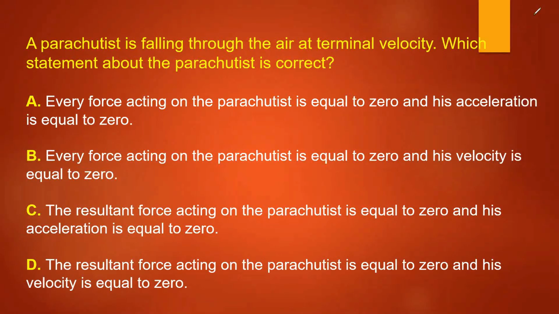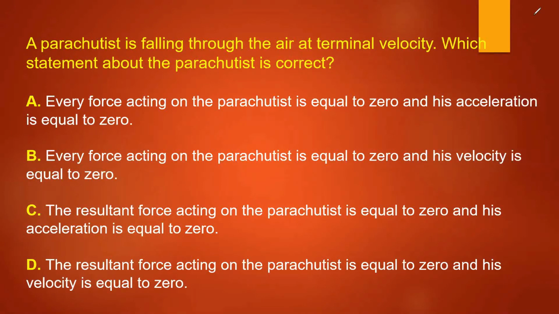A parachutist is falling through air at terminal velocity. Which statement about the parachutist is correct? A. Every force acting on the parachutist is equal to 0 and his acceleration is equal to 0. B. Every force acting on the parachutist is equal to 0 and his velocity is equal to 0. C. The resultant force acting on the parachutist is equal to 0 and his acceleration is equal to 0. D. The resultant force acting on the parachutist is equal to 0 and his velocity is equal to 0.